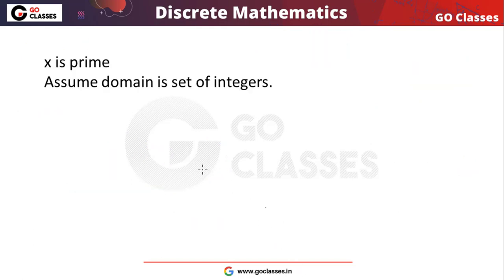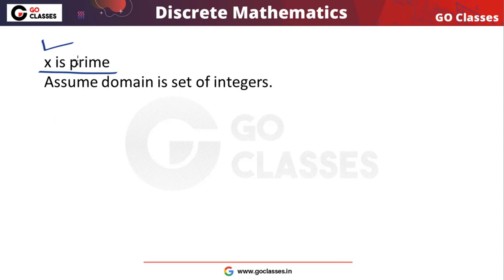Let's see. X is prime. So basically they are asking how we can write the definition of prime in mathematical logic. We know what a prime number is. Now in mathematical logic we need to write the definition of prime. A prime number is basically any number which is divisible only by itself and 1. So basically 1 is not a prime number.